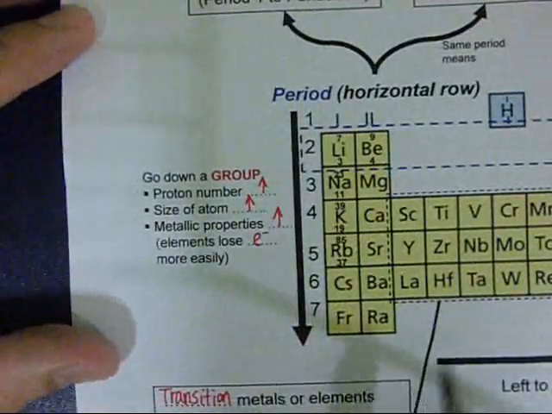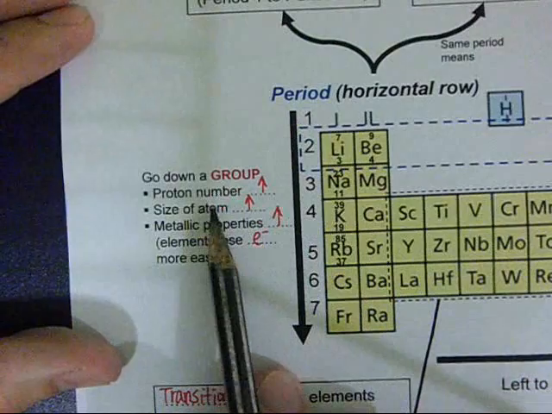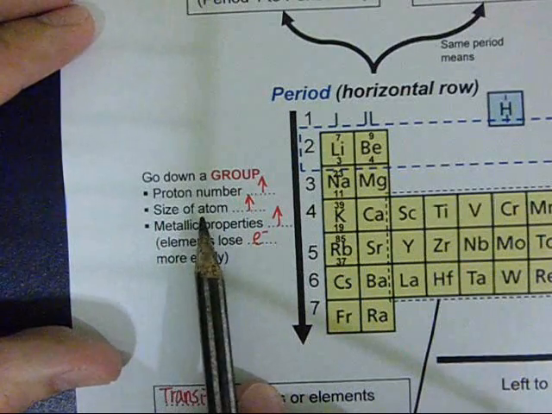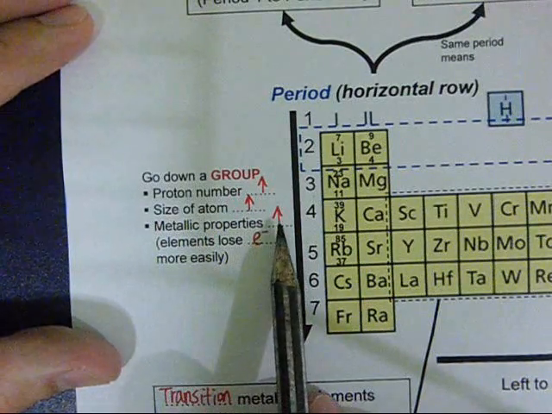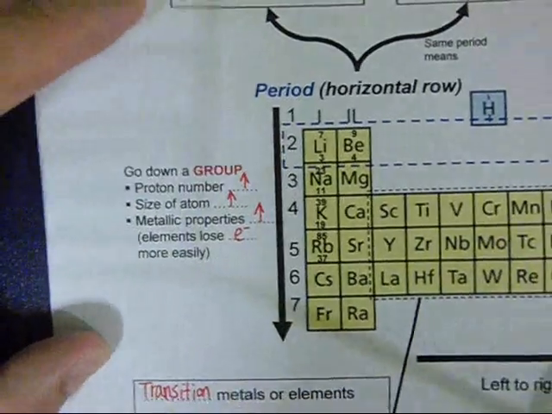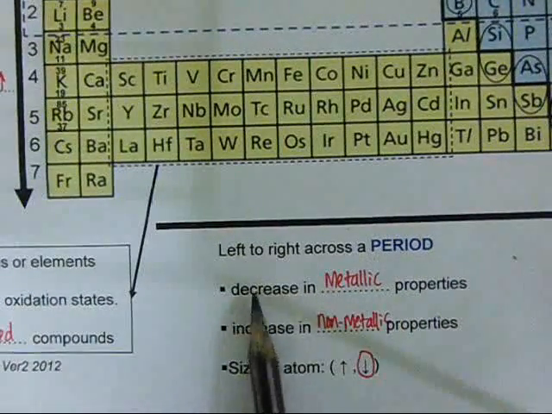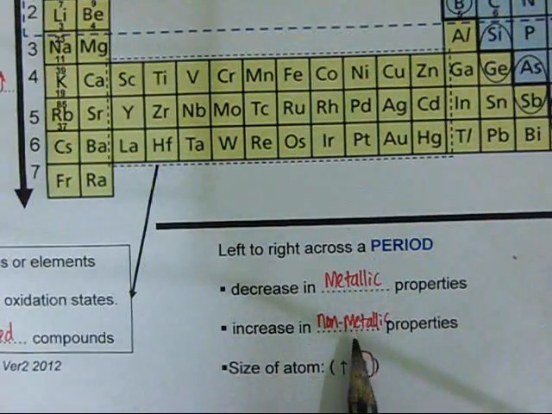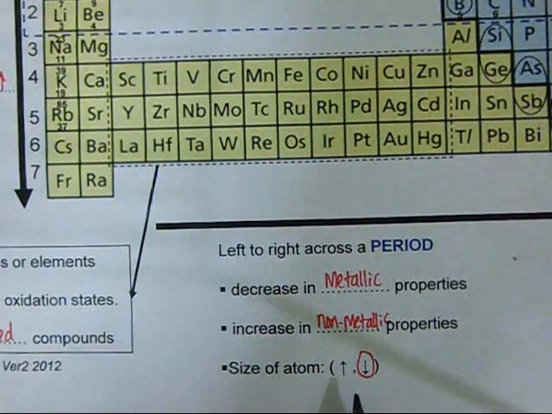And then you need to know the trend. As you go down a group, what happened to the proton number? What happened to the size of atom? What happened to the metallic properties? And when you go across the period, what happened to the metallic properties, non-metallic properties, and the size of atom? So the trends you must remember by heart.